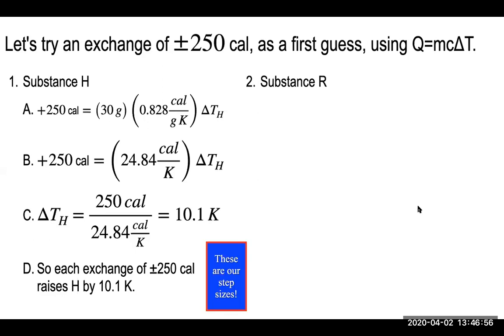H doesn't have a higher temperature than R. H starts at 805, Sophia, and R starts at 922. Remember that? So H is the cooler, and it absorbs a certain amount of energy, whatever I try.